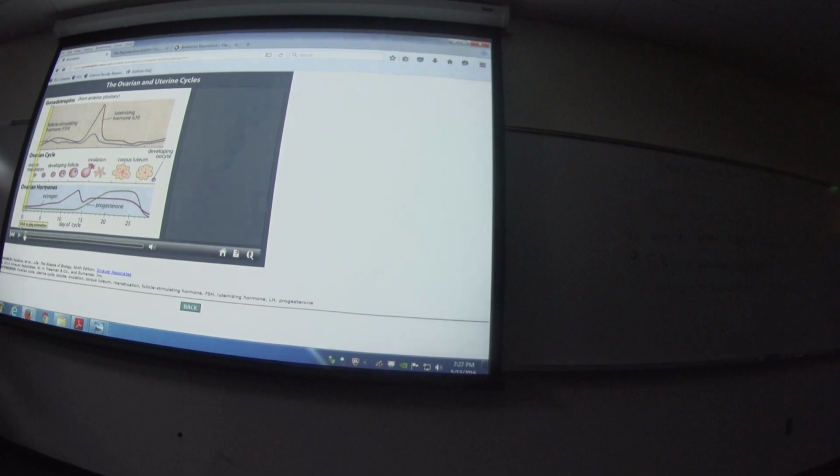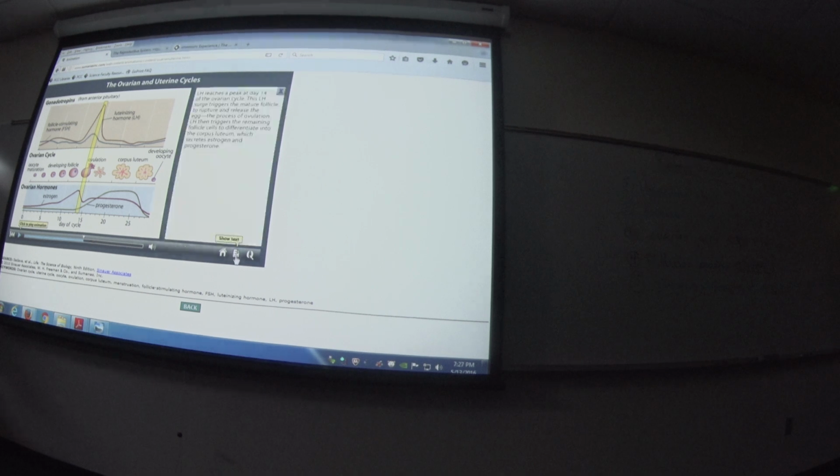So if you remember, we were right about here. We're at ovulation, right? The mature follicle ruptures and releases the egg, the process of ovulation. LH then triggers the remaining follicle cells to differentiate into the corpus luteum, which secretes estrogen and progesterone. The corpus luteum remains in the ovary, secreting estrogen and progesterone for the last 2 weeks of the cycle. At this point in the cycle, these hormones again inhibit the release of FSH and LH. A decline in FSH and LH restricts follicles from beginning to develop during the second half of the cycle.